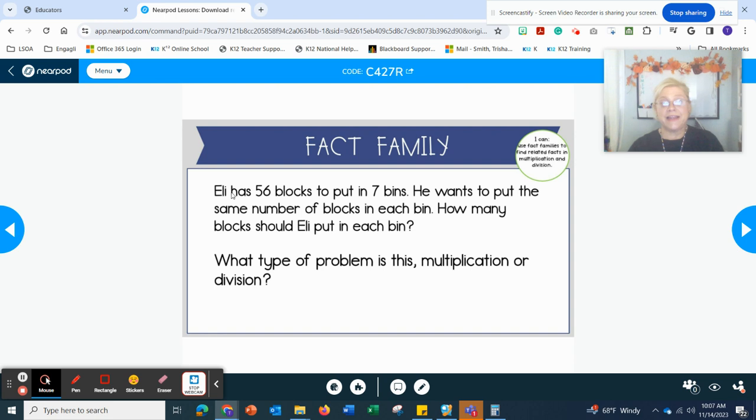All right, Eli has 56 blocks to put in 7 bins. He wants to put the same number of blocks in each bin. How many blocks should Eli put in each bin? What type of problem is this? We know it's going to be both multiplication and division if you've been following along.